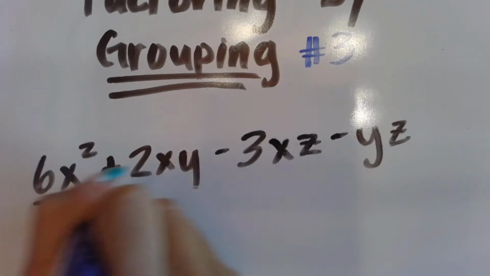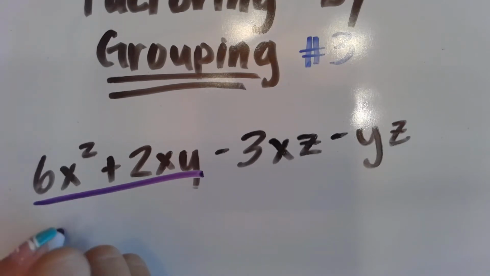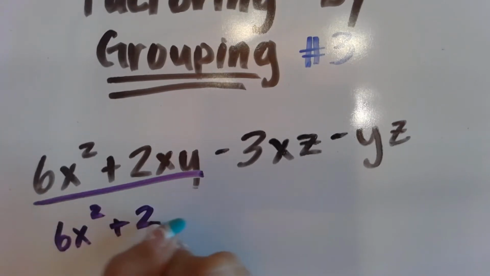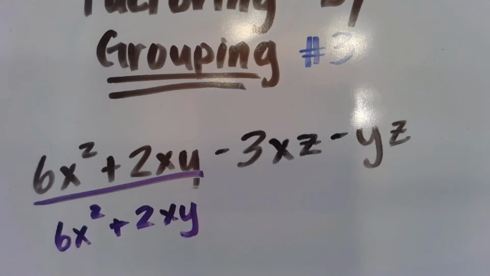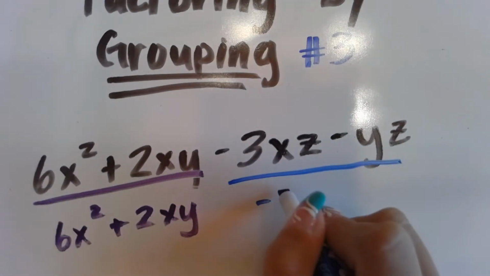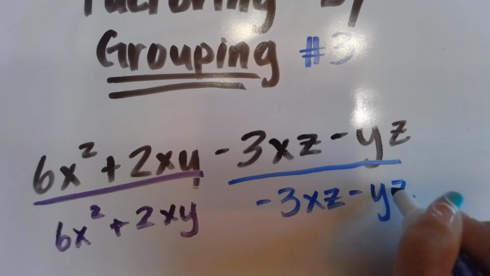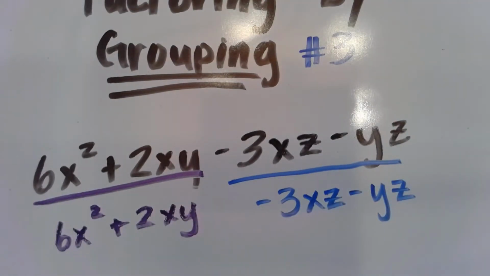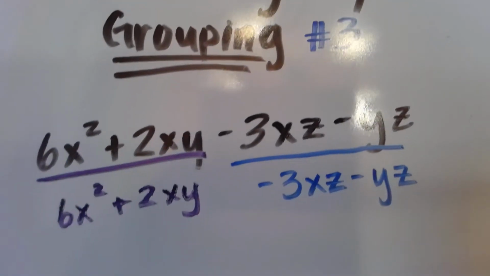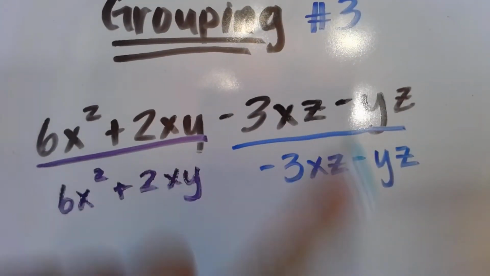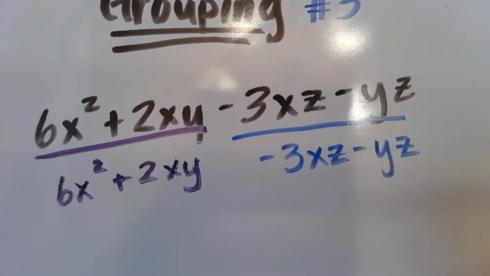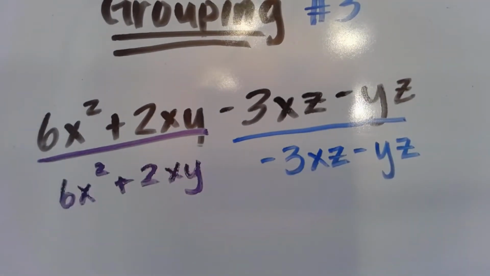So we have this one right here, and we're going to write 6x squared plus 2xy, okay? And then we're going to look at our second group, which is going to be -3xz minus yz, okay? So let's go ahead and start our factoring. I'm going to move this down and hope that this little reflection isn't going to be too bad. So let's draw in our ladder for this one, okay?